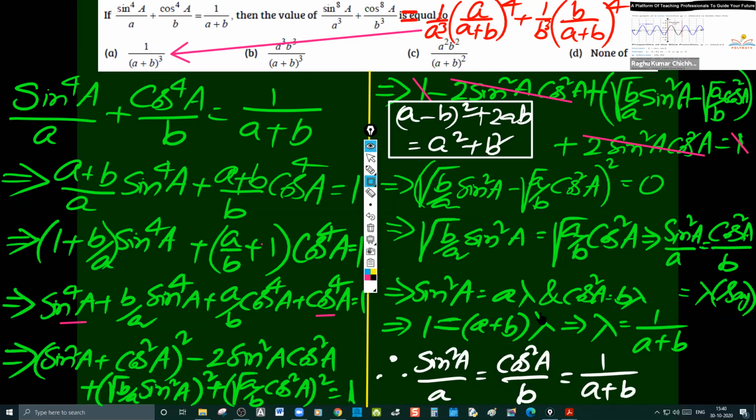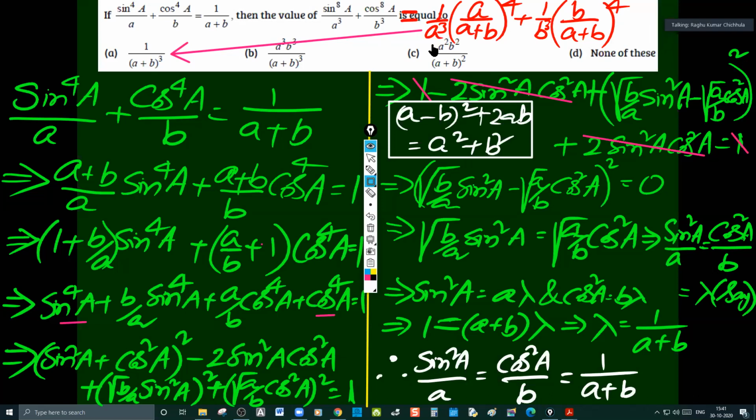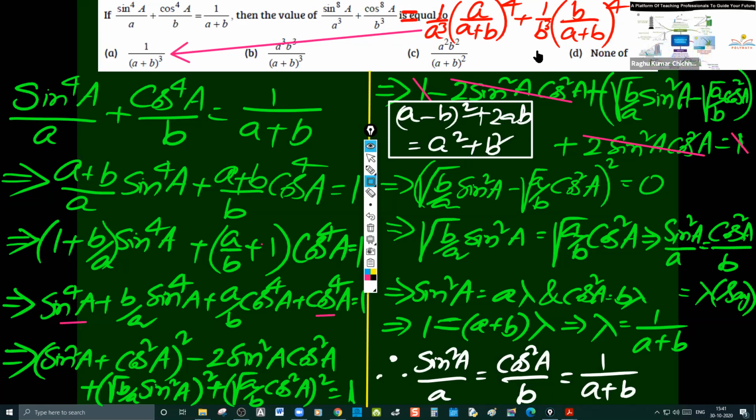Now, as you know, sin²A + cos²A is 1. We have got the sin²A value as a/(a + b), and the cos²A value as b/(a + b). Now we have substituted that here. sin⁸A over a³ can be taken from this one: sin²A whole power 4. So sin²A is a/(a + b) whole power 4, that's 1/a³ kept aside. Similarly, this is 1/b³ kept aside, and instead of cos²A, we wrote b/(a + b) whole power 4. If you simplify this, you will get it as 1/(a + b)³.